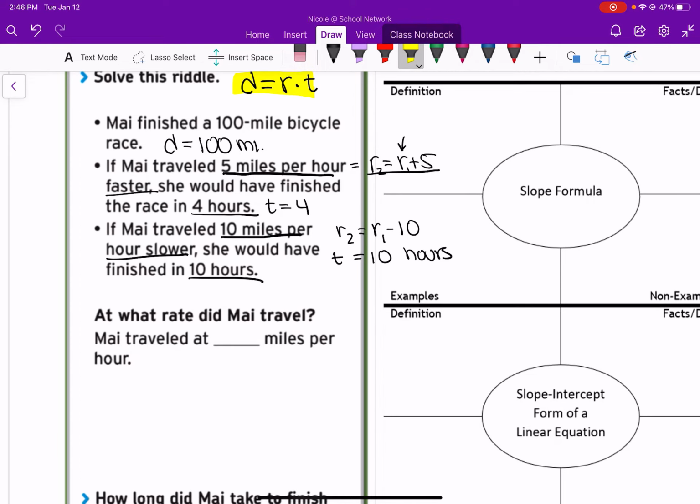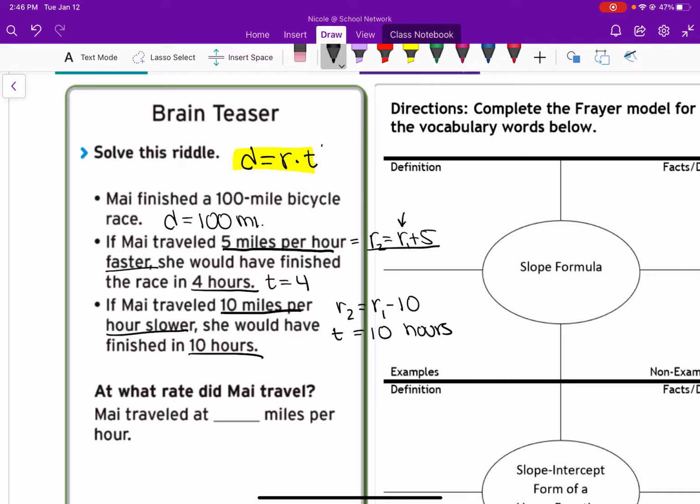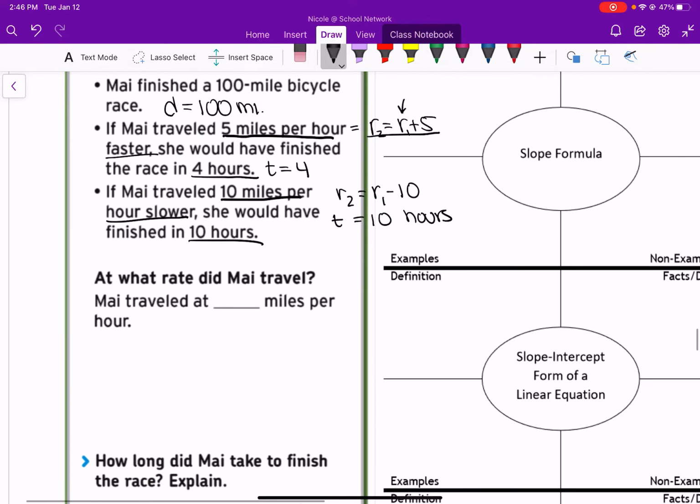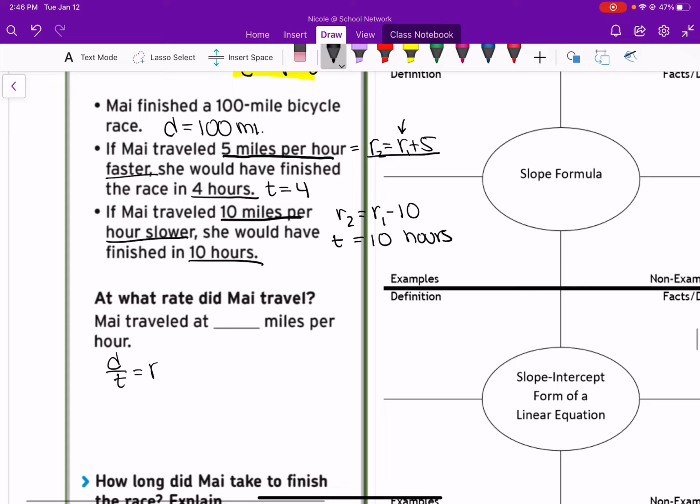So solving for R, what does that become? D over T is equal to R. So that's what we want to use. D over T is equal to R. So using it with the two scenarios, I'm going to put scenario 1 and scenario 2.